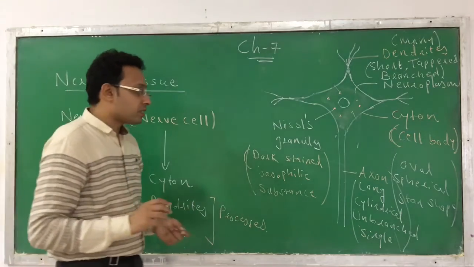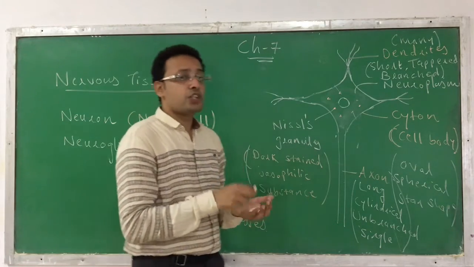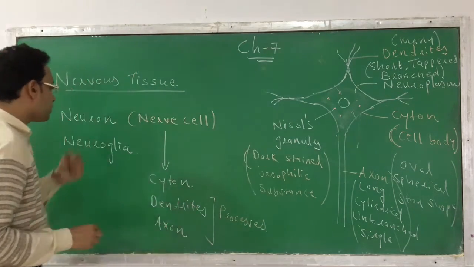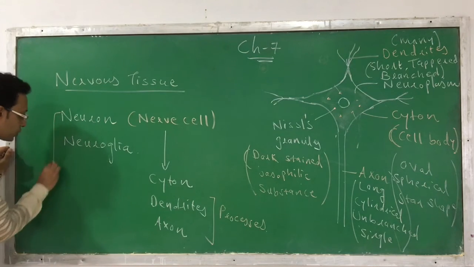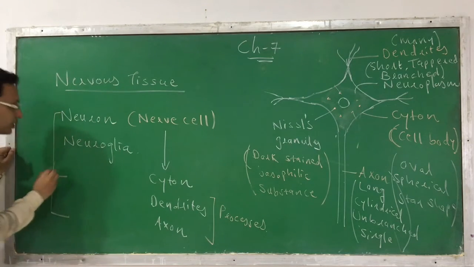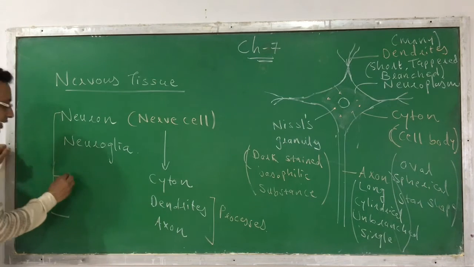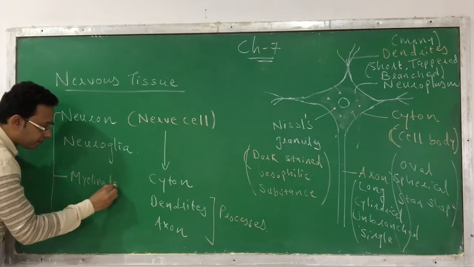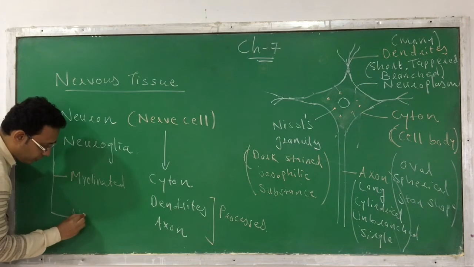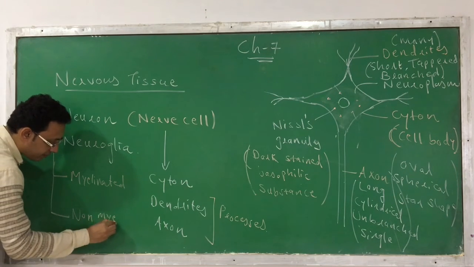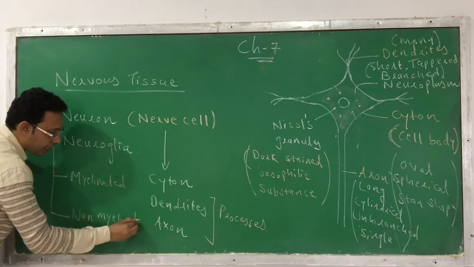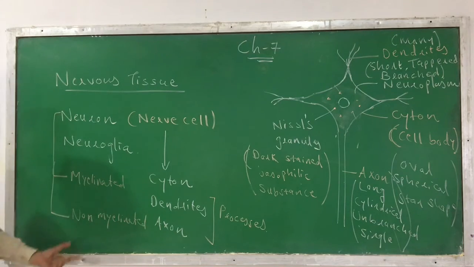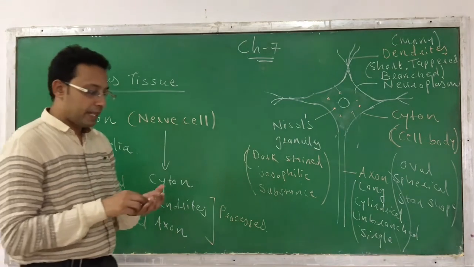Now, apart from this axon, there are two kinds of nerve fibers. This neuron can be of two types based on the covering that is surrounding the axon. They are two types. First is called myelinated and the second one is called non-myelinated.